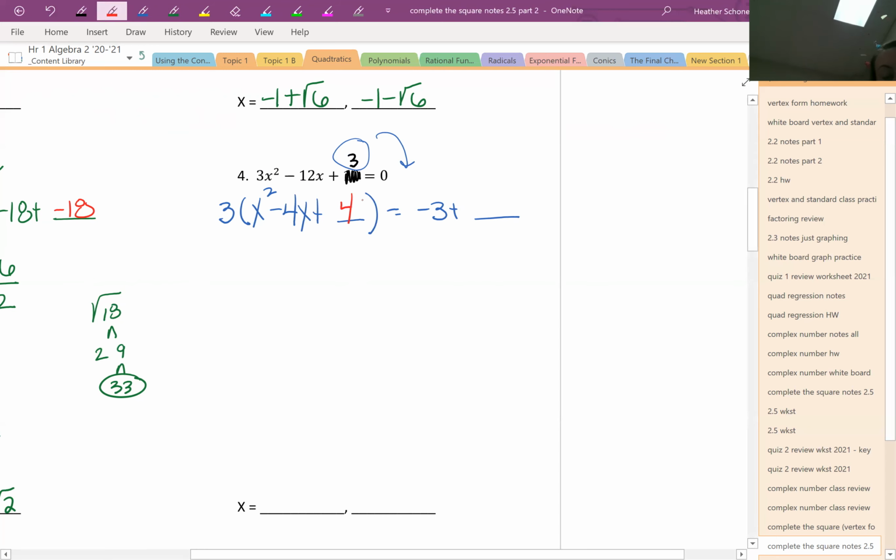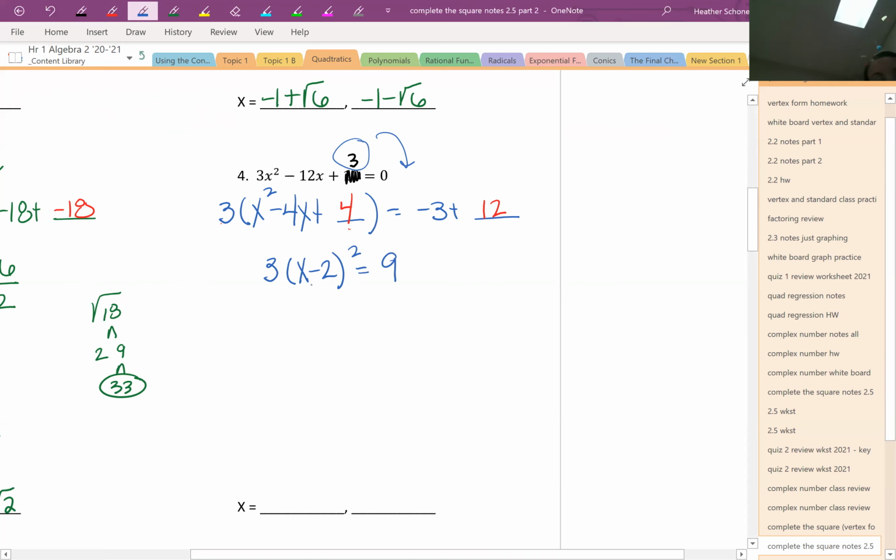2 squared is 4. But it's a trick. I didn't really add 4 because it's in the parentheses. I really added 3 times 4, which is 12. So over here I have the 3. This factors to x minus 2 squared, because half of -4 is -2. That's how we can do it so fast. -3 and 12 is 9.